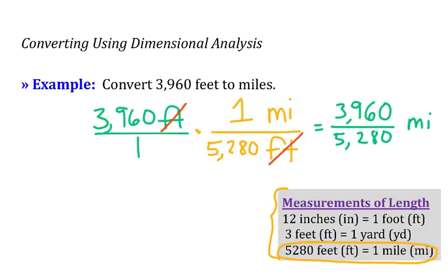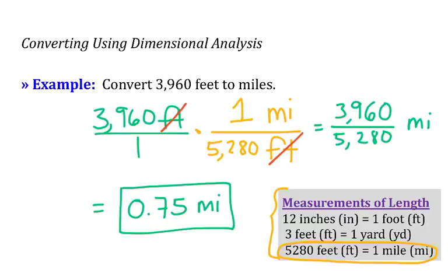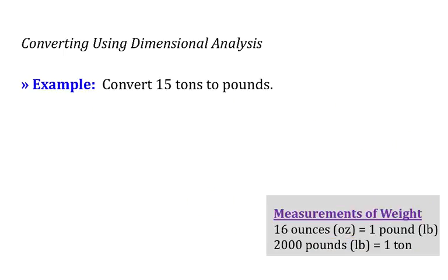And that looks pretty messy, so if you want, divide that out and you should find that this is 0.75 or 3/4 of a mile. So that's an example of converting between units of length. Next, let's take a look at converting with units of weight.